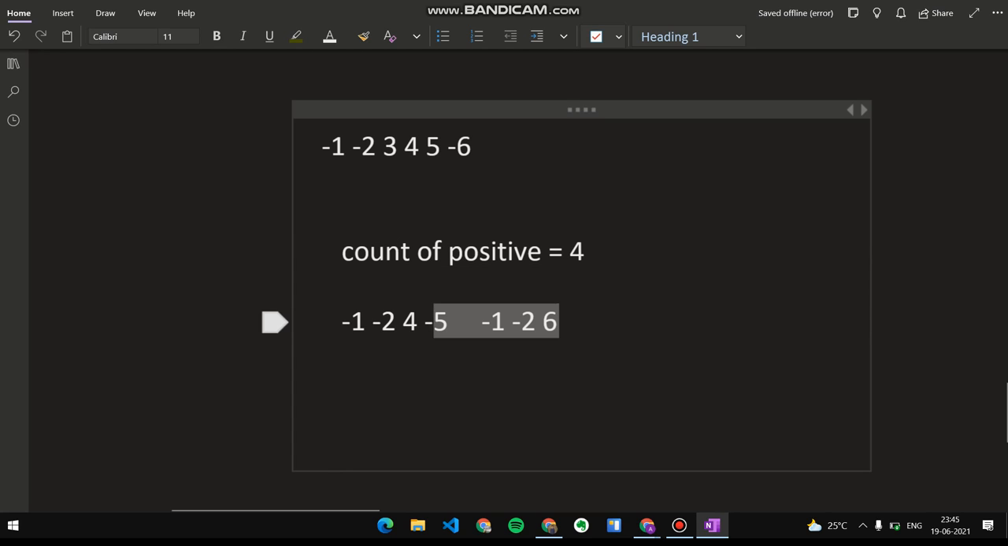So now everything is completed. Now we just have to traverse through the array to check the first element which is non-negative. It is 4 and it is at index 3, so 3 will be our answer. 3 is the answer.